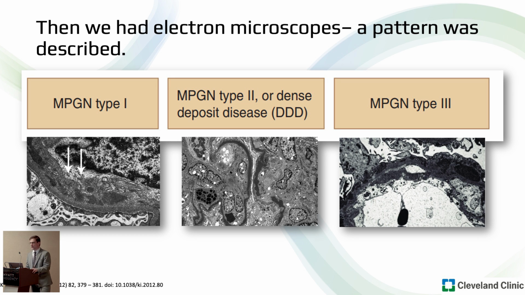All right. So if we're going to talk about MPGN and how did we get from MPGN to C3G, and are we still there, and what do I have or what does my patient have? So originally, and this was over 10 years ago before this terminology changed, we had MPGN type 1, 2, and 3. And what does that mean?